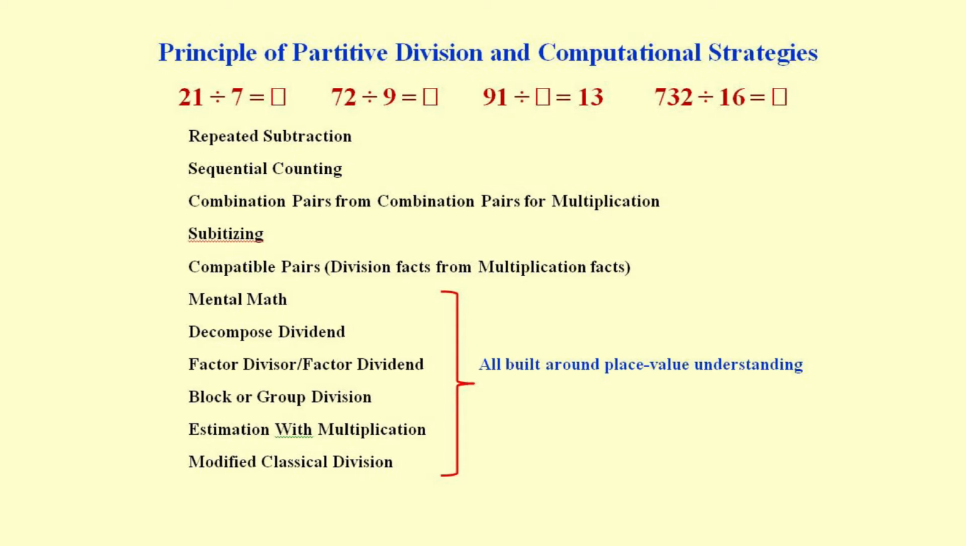So let's look at our list of computational strategies for partitive division. Again, I have listed at the top in red numerals types of problems that kids might encounter up through the 3rd grade. You see 21 divided by 7 is what number? What's the size of the target set? Or 72 divided by 9, what's the size of the target set? Or 91 divided by, and now we're looking for the divisor, 91 divided by what number is 13? Or 732 divided by 16 is what number?